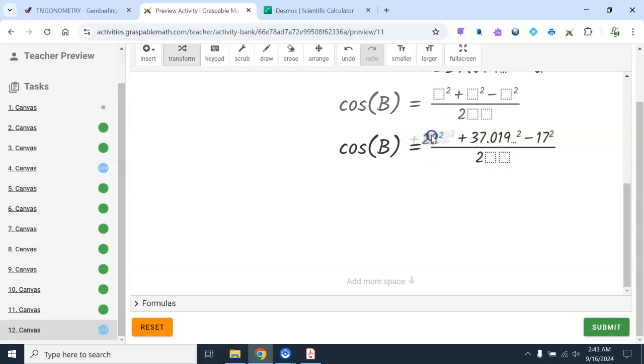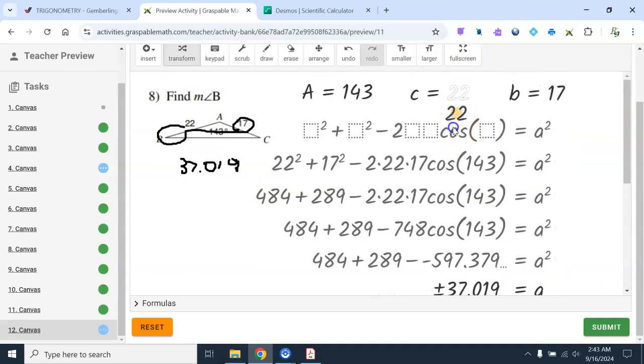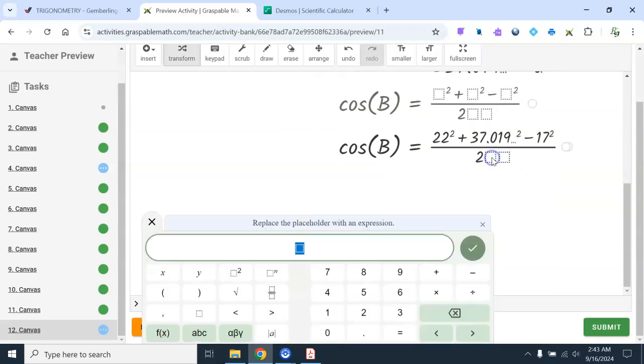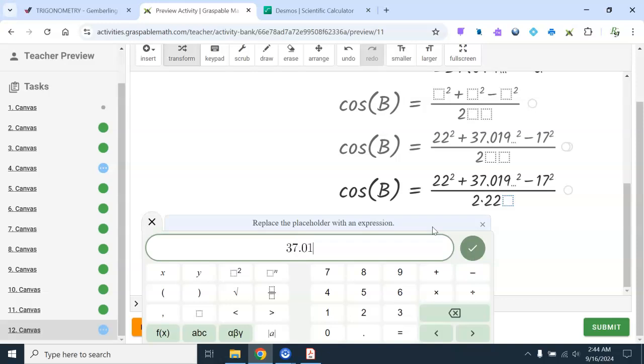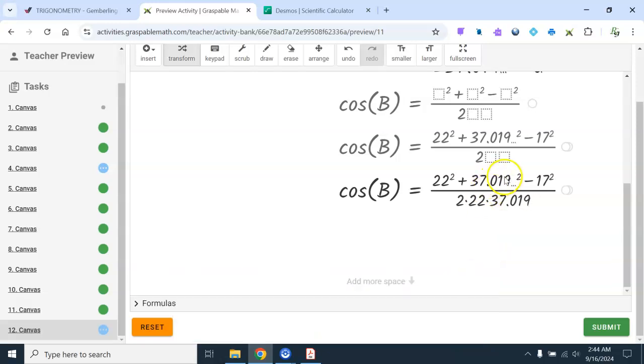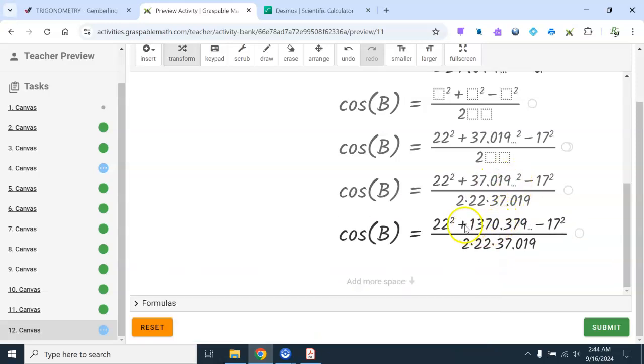Let's type it in. So if I get the numerator, it's going to be approximately 1,565. My denominator is going to be approximately 1,628. So then I'm going to do inverse cosine of this.